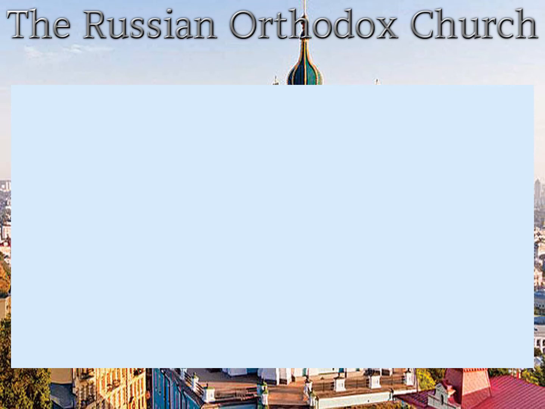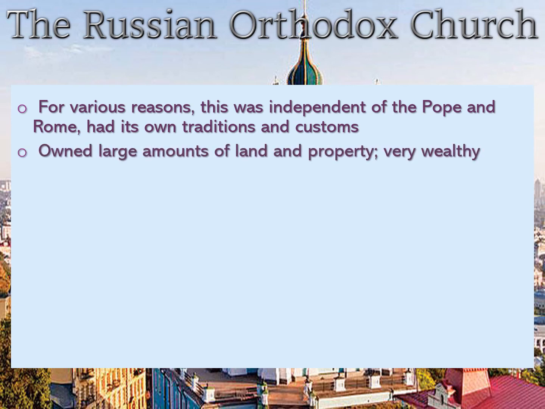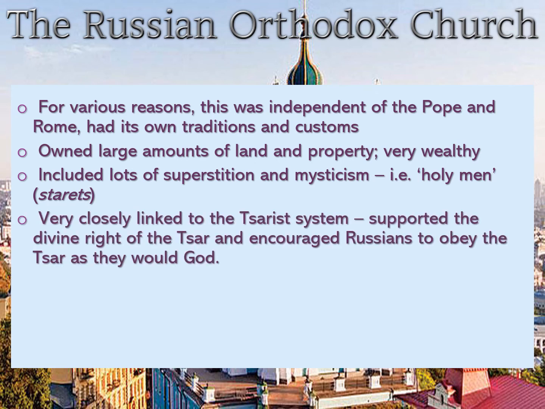Another issue in terms of the way the Tsar controlled Russia and ultimately helped lead to his downfall was the Russian Orthodox Church. For various reasons, it's independent of the Pope and Rome, it's got its own traditions and customs. It owns a very large amount of land and property, so it is very wealthy, and it includes a lot of superstition and mysticism at this point in time. Like, for example, holy men that had powers given to them by God. Rasputin is one such holy man, but we'll come back to talk about him in a bit more detail.